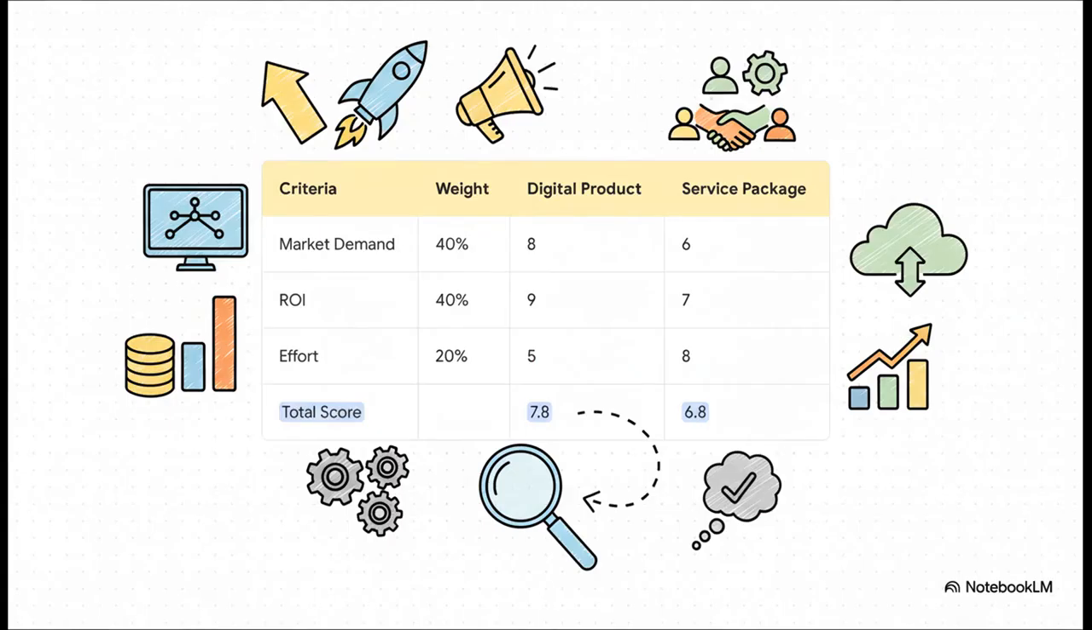Okay, let's make this real. So here, we're pitting a new digital product against a new service package. We've decided that market demand and ROI are the most important things, so we give them a higher weight. After we score both options, you can see the digital product just squeaks ahead of the service package. See? The numbers do the talking for us.